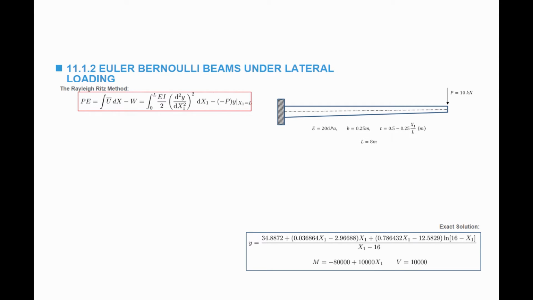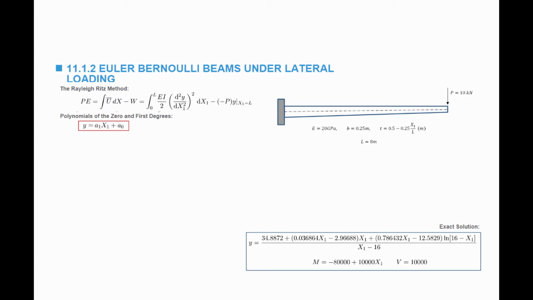In this example, we only have a force P. The reactions are not going to appear in the equation because the displacement y will satisfy that the displacements are 0 at the supports, and so we're only going to have a force P multiplied by the displacement at x1 equal L.